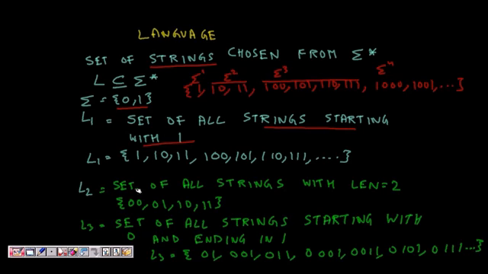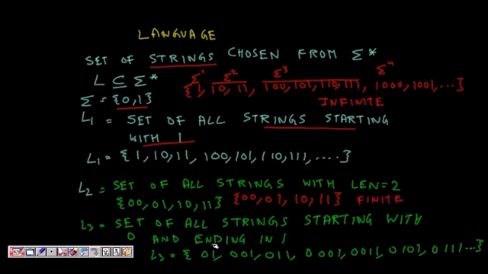Then let's say another language, over alphabet 0 1, is the set of all strings of length 2. So it will be 0 0, 0 1, 1 0, 1 1, and this is a finite language. Here you have a finite number of elements. So the previous one was infinite and this one is finite.